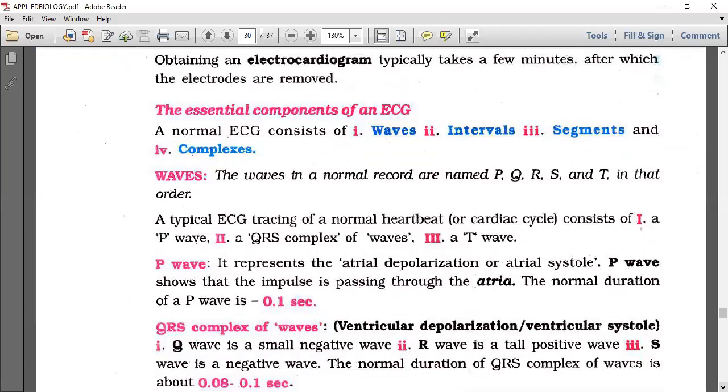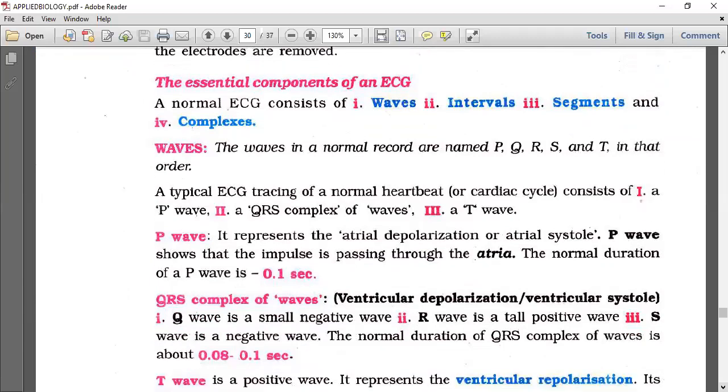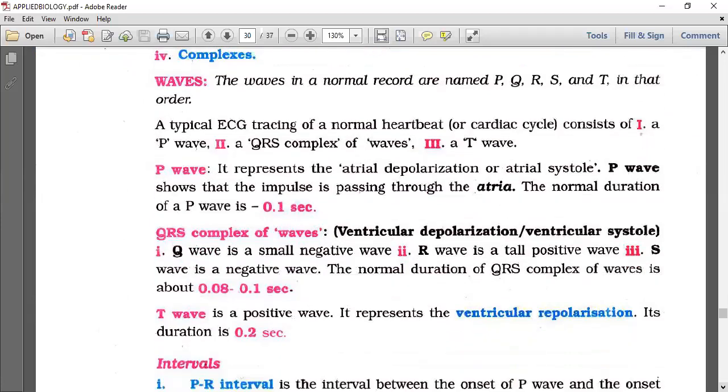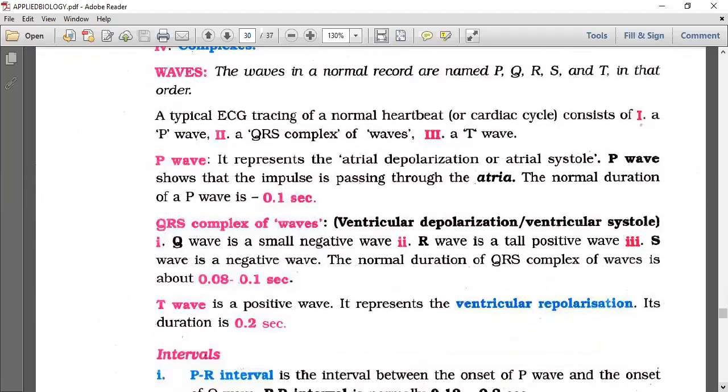So the essential components of an ECG are waves, intervals, segments, and complexes. Who are the waves? The P wave, QRS complex wave, and T wave. The PR interval and QT interval are intervals. First of all, let me cover the waves, because we need to see the waves particularly. What waves are we seeing? P wave, QRS complex of waves, and T wave.